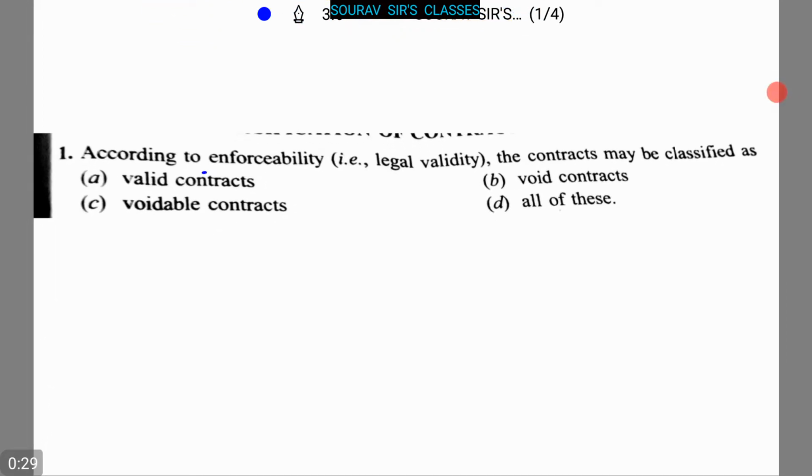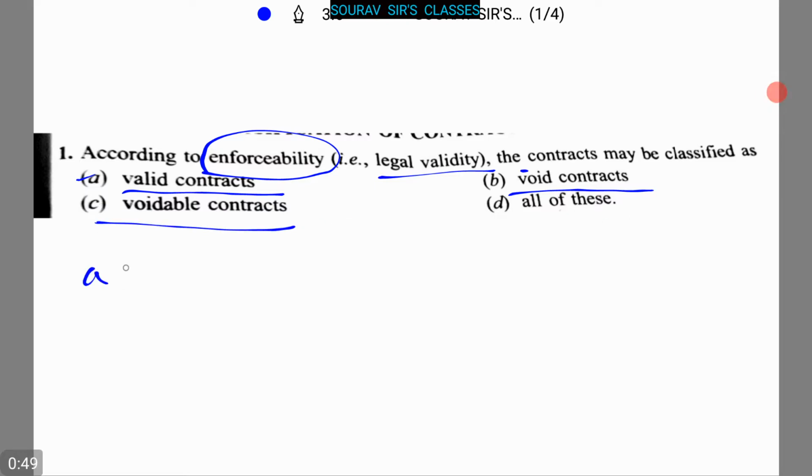So today we're going to discuss some questions on mercantile law, and our first question is: according to enforceability, that is legal validity, the contracts may be classified as, and four options are given: A is valid contract, B is void contract, C is voidable contracts, and D all of this.